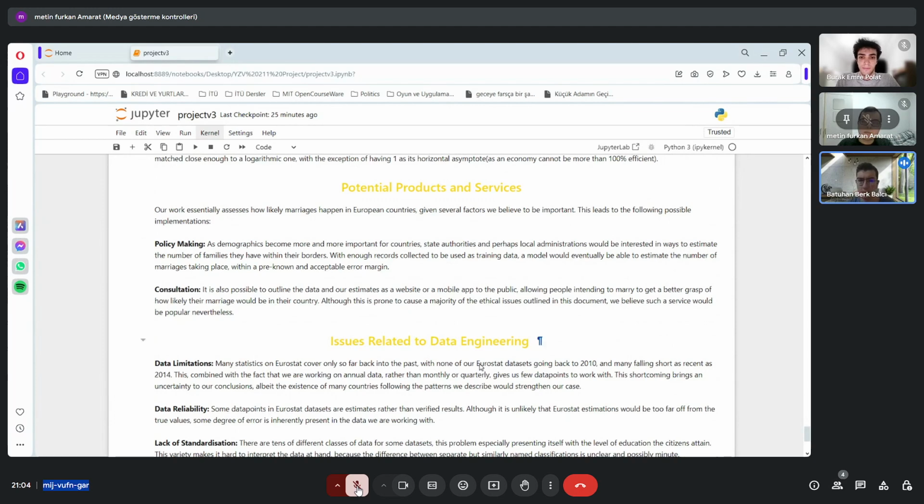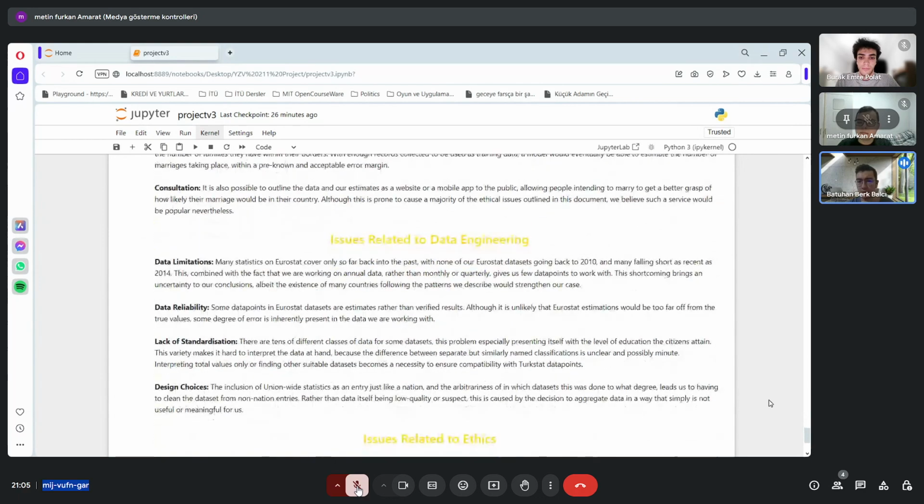Now, I will be talking about potential products and services, issues related to data engineering and ethics, and our conclusion from this research. As our research was pointed towards getting insights about countries' marriage rates and some strong factors that affect it, our research could be used for policy making and consultation. For policy making, our model would be useful for predicting marriage rates in a country, given that it is trained by enough data. It would also be able to consult people about their chances of getting married, given their information in their country.